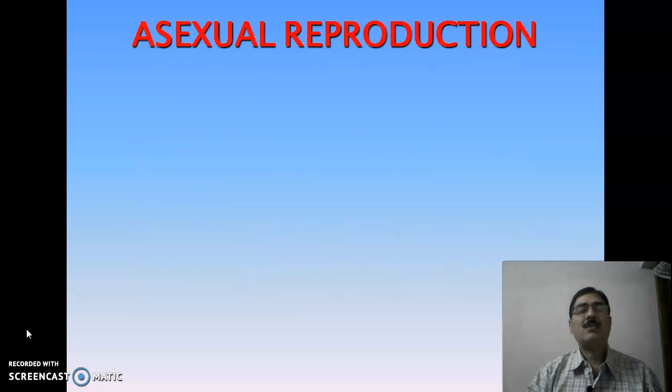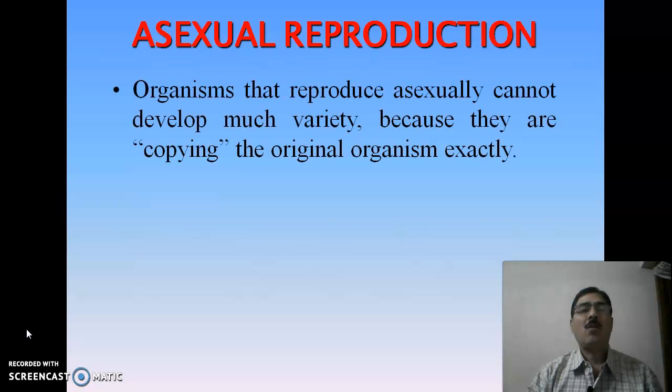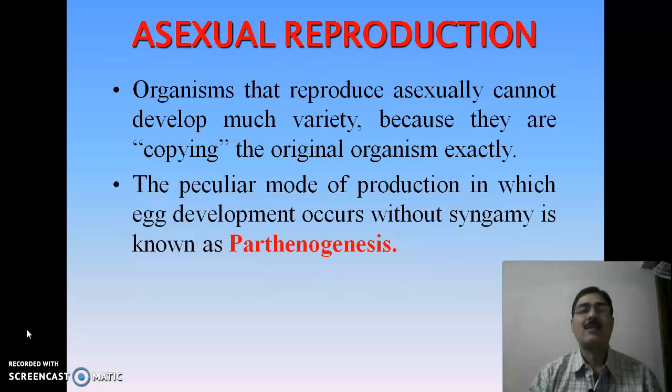Now let us discuss asexual reproduction. The organisms that reproduce asexually cannot develop much variety because they are copying the original organism exactly. Now the parthenogenesis. It is a peculiar mode of reproduction in which egg development occurs without syngamy.